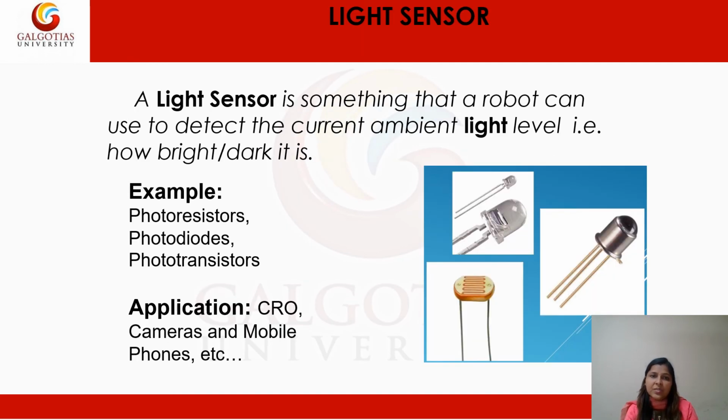Next one is the light sensor. It is a sensor used to detect the light level, that is, how bright it is or how dark it is, all of which can be sensed by the light sensor. Examples are photoresistors, photodiodes, phototransistors, and they are mostly used in cameras, mobile phones, CROs, etc.